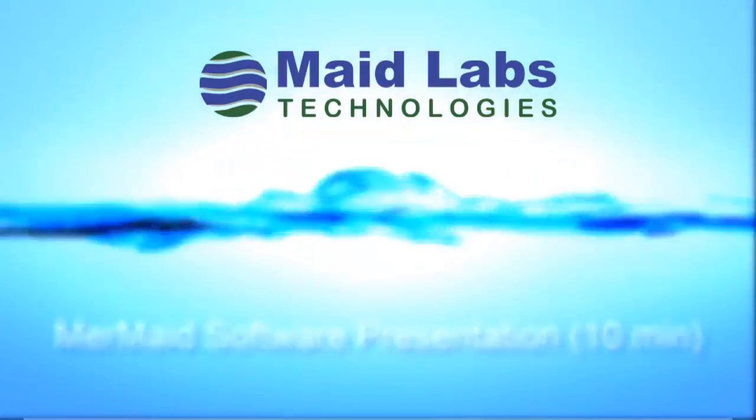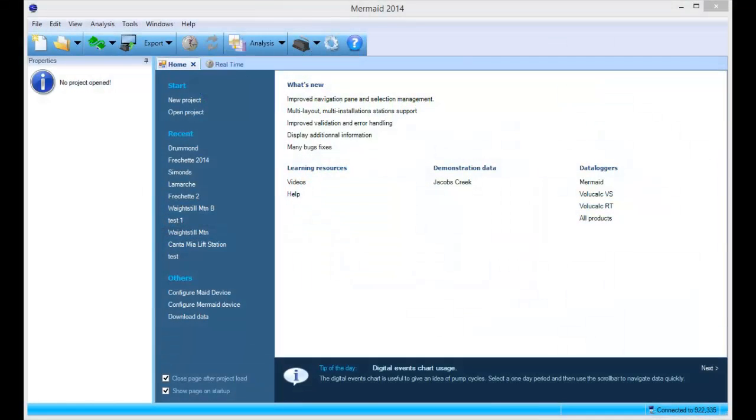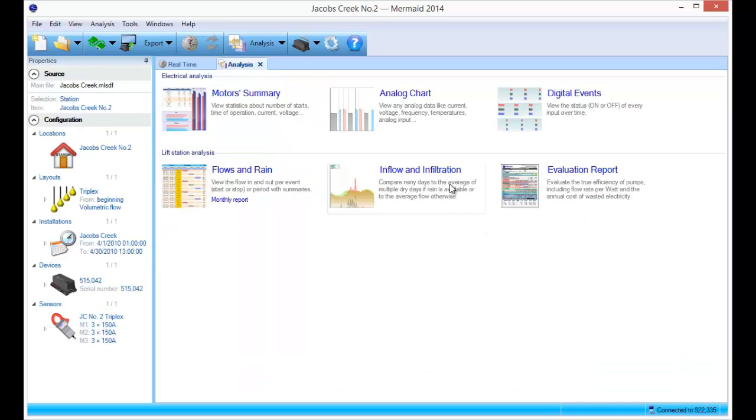Welcome to this brief presentation of the MerMaid software. MerMaid stands for Motor Event Recorder of Municipal and Industrial Data. This software is more targeted at wastewater lift stations, but it can be used to analyze anything that is electrical. Simply open a lift station here.